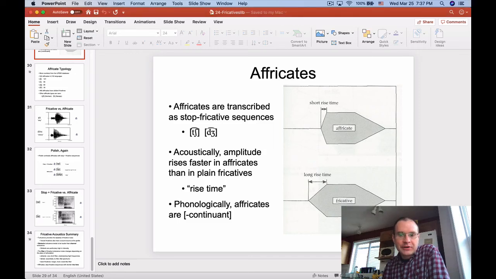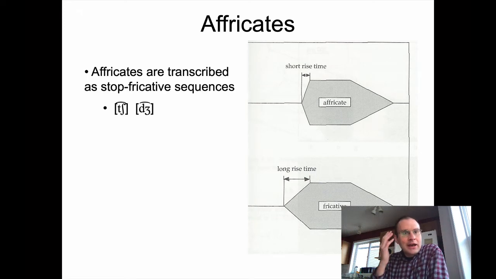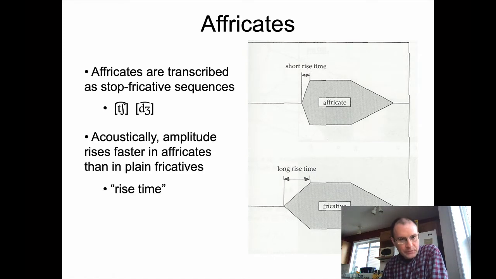Okay, I'm just going to wrap this one up with a few notes about affricates. So affricates work kind of exactly the way you'd expect acoustically. Affricates are stop-fricative sequences like ch and j. Acoustically, the only thing that's kind of a surprise is that amplitude rises faster in affricates than in plain fricatives.